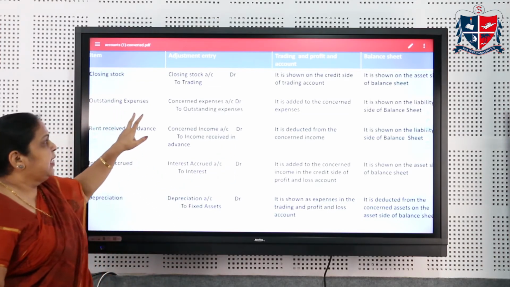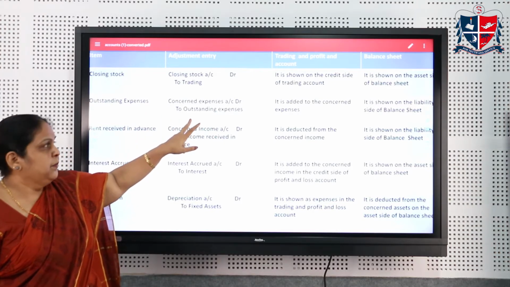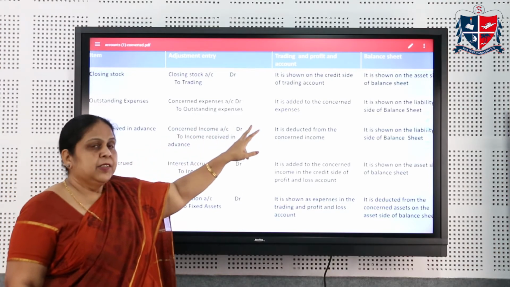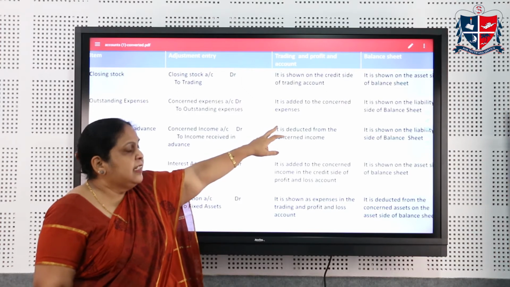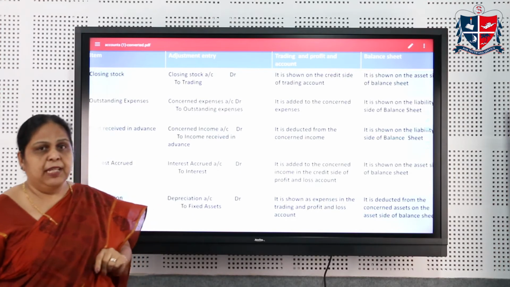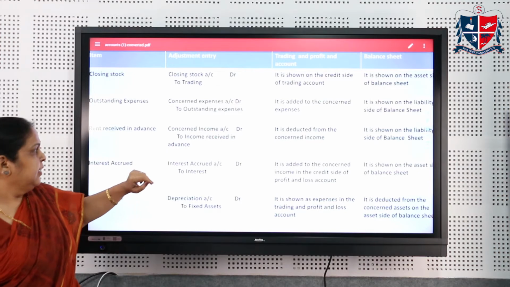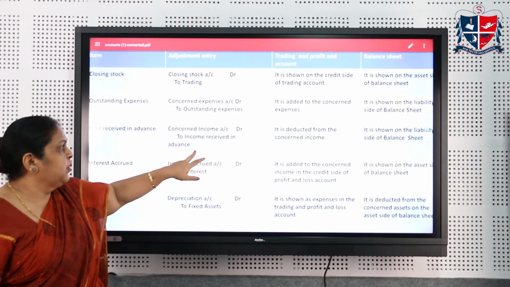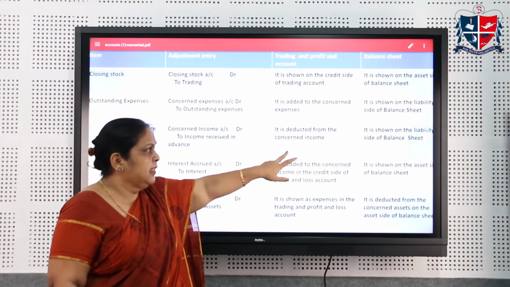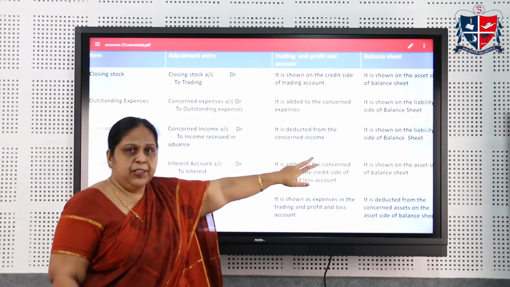Again, the outstanding expenses. This is the journal entry, the adjustment entry for this. The concerned expense account debit to outstanding expenses. So what is the effect? It is added to the concerned expense and it is shown on the liability side of the balance sheet. Again, in rent received in advance, whatever the concerned income, account debit to income received in advance, it is deducted from the concerned income and shown on the liability side of the balance sheet. This is a twofold effect for it.